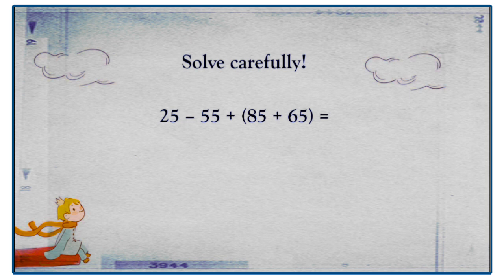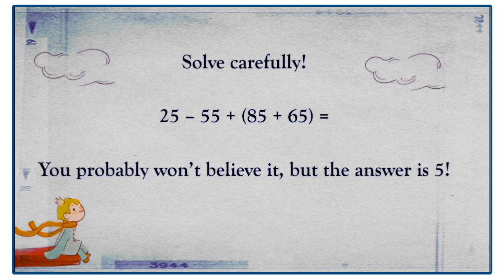Now, before we proceed, I want you guys to solve this one thing carefully. Take your time. For example, here we have 25 minus 55 plus the quantity 85 plus 65. And if you wouldn't believe it, the answer is actually 5. But the 5 here is not just the number 5, there's something right after it. This is what we call the factorial notation. This 5 factorial implies that the answer will be 5 times 4 times 3 times 2 times 1, and that is 120. And if you solve this one right here, it's going to be equal to 120 also.